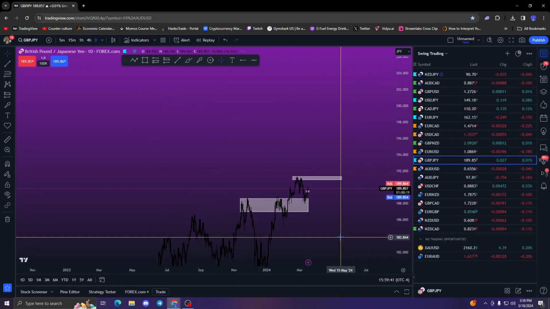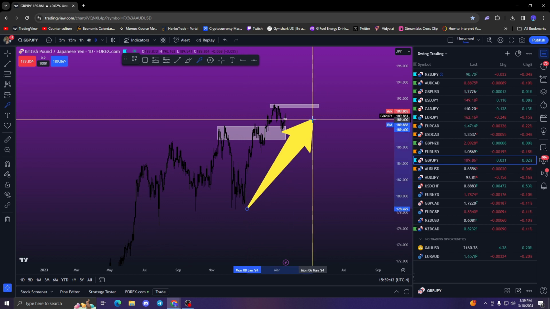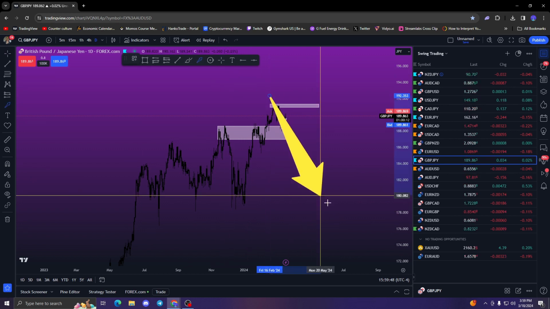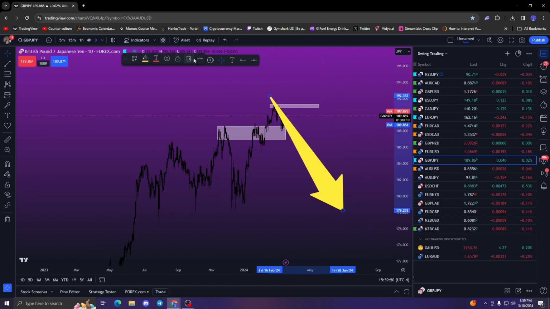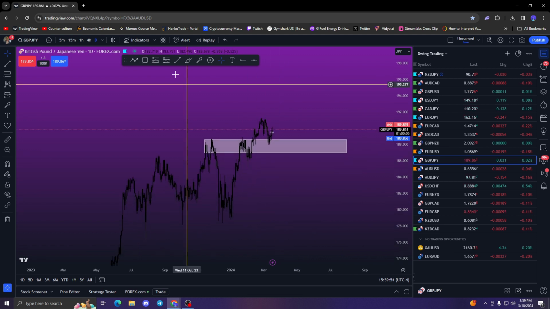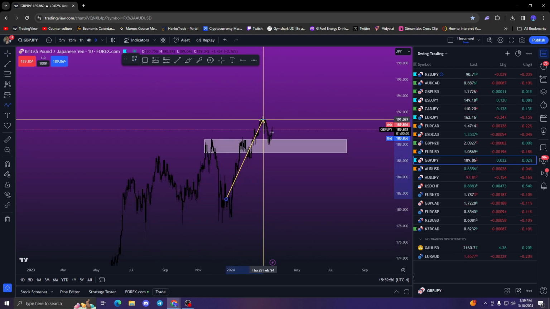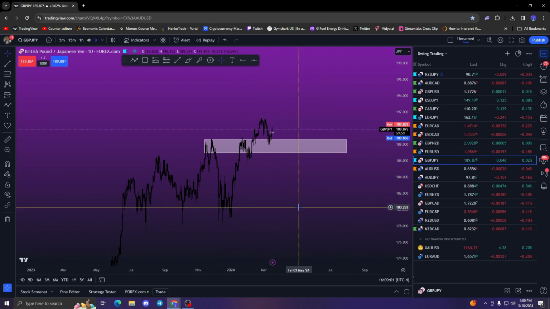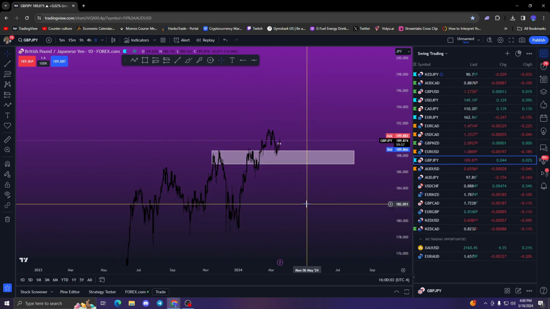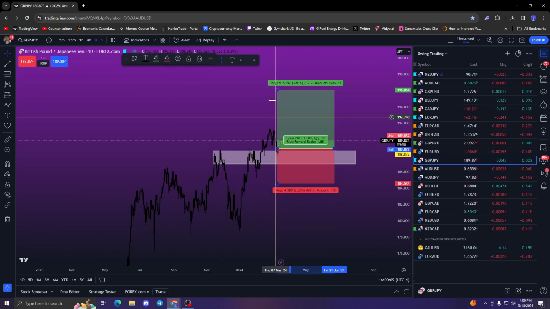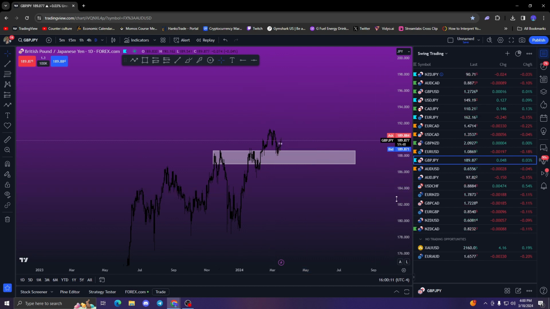GBP JPY, obviously this pair is going up. You cannot deny that. If you say price is heading downwards, I'm sorry, you need new eyes. What we have recently is a break above resistance and price retesting as support, and we did bounce away. The issue with this, yes, you could have taken buys right here. You could have. That's perfectly okay.